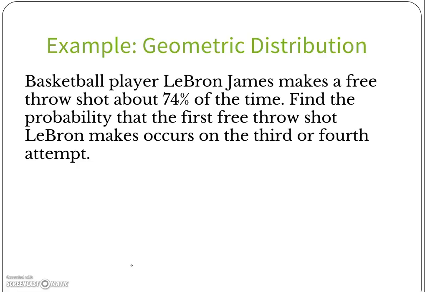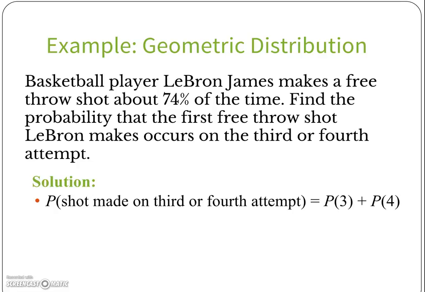So the example: basketball player LeBron James makes a free throw shot about 74% of the time. So that's the probability of his success. Find the probability the first free throw shot LeBron James makes occurs on the third or fourth shot. If it occurs on the third shot, that means he missed twice, then made the basket, so he was successful on the third. The fourth attempt would be he failed 3 times, so he didn't make the basket on his first 3 shots, and then was successful on the fourth. So he's repeating it until he was successful.